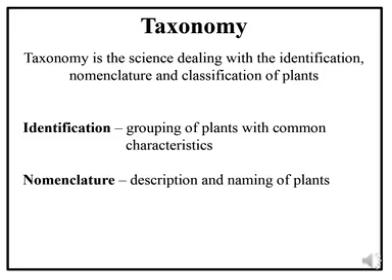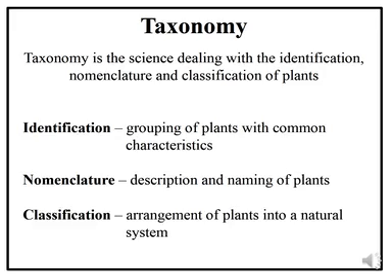The last part of taxonomy is the part that deals with classification. And that is basically the arrangement of organisms, in this case plants, into a natural system. Now, for example, mosses and ferns aren't classified into the same group as flowering plants. So flowering plants are different from mosses and ferns. They are more evolved and therefore classified into a different group.